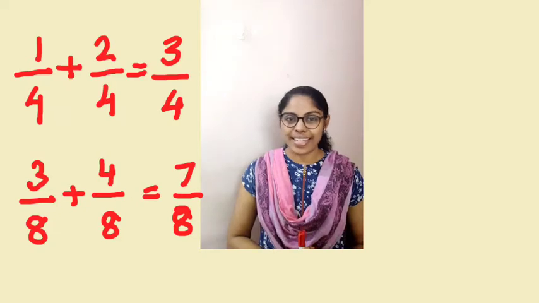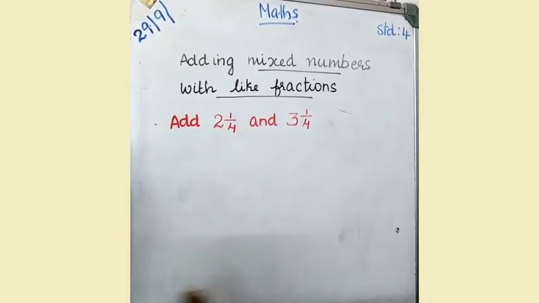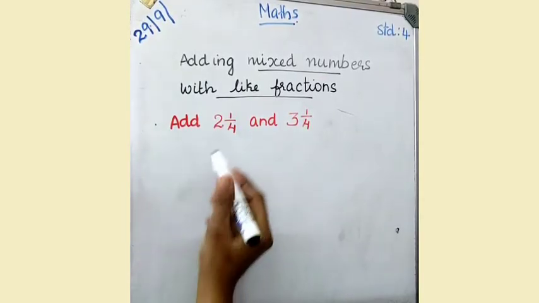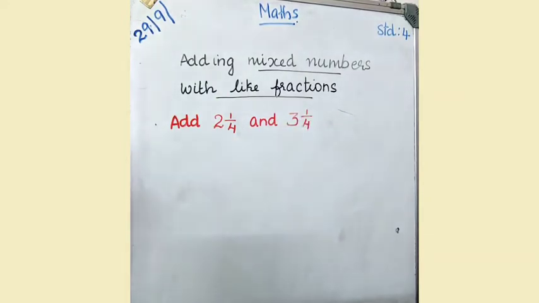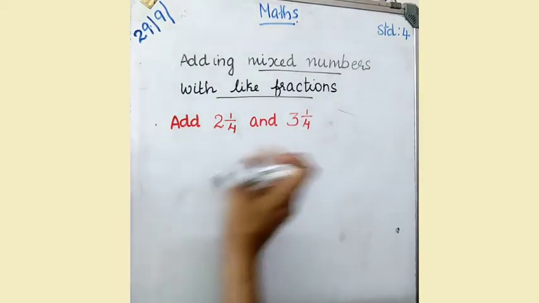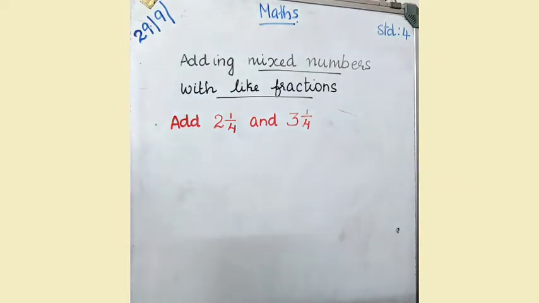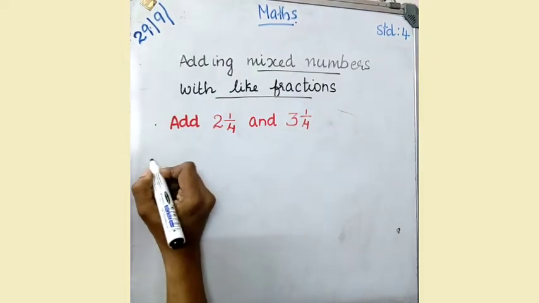Today we will study addition of mixed fractions, or mixed numbers, with like fractions. All of you listen here. Look here, our first example is 2 and 1 by 4 plus 3 and 1 by 4. Add these fractions. How will you add them? There is an easy method.